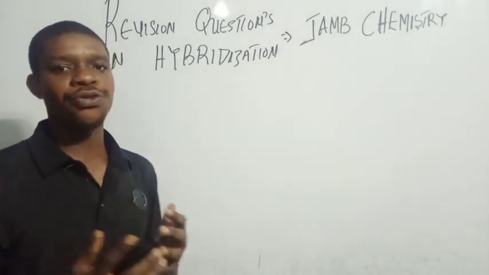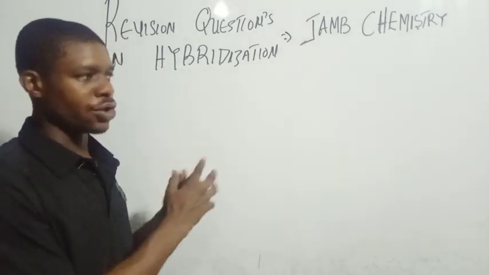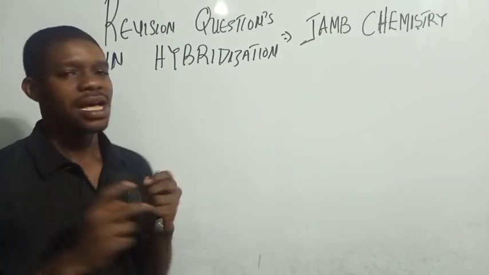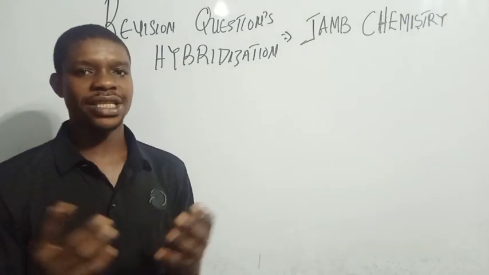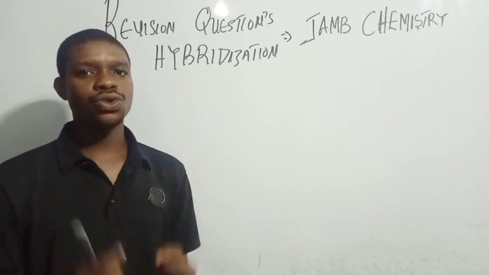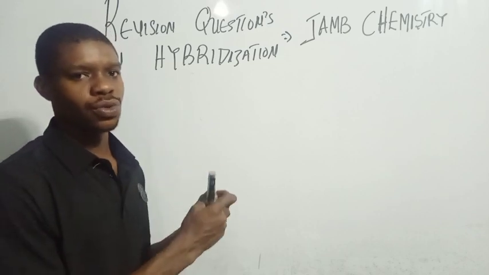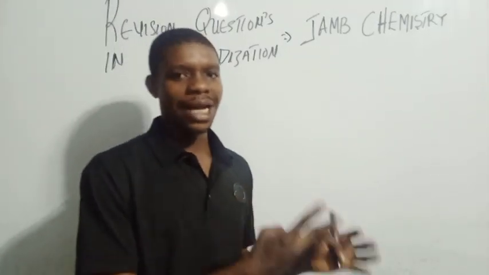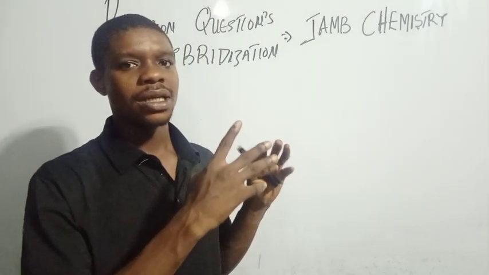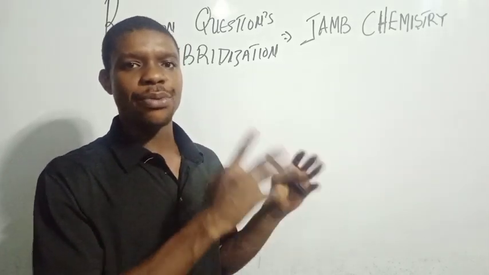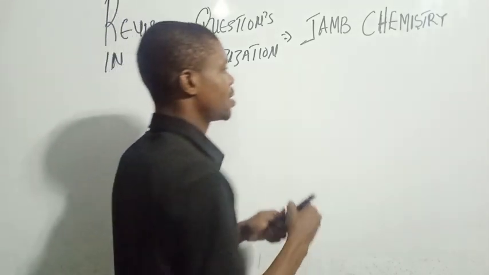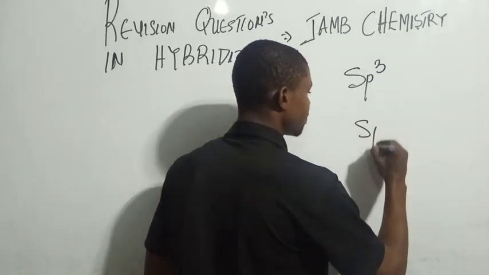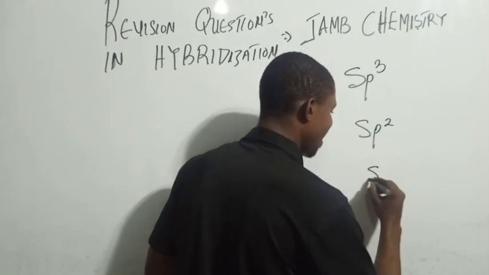So before we start looking at those questions in JAMB chemistry related to this topic, there are some things you have to keep in mind when you are going to answer questions on hybridization. So carbon in organic chemistry has three types of hybridization, which are the sp3, the sp2, and the sp.